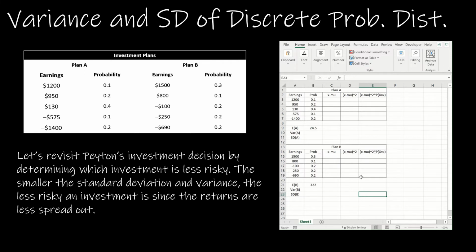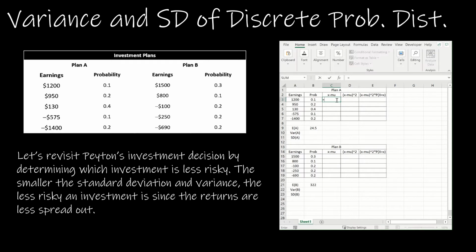Notice I already have my spreadsheet set up. If you need to, take a moment to pause this video and set up your spreadsheet in the same way. But remember, this is what we're trying to get to. We're going to take each value minus the mean, then square it, and then multiply that by the probability. So we're just going to take our time in finding each of these values.